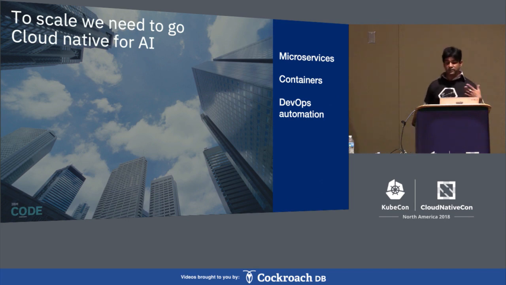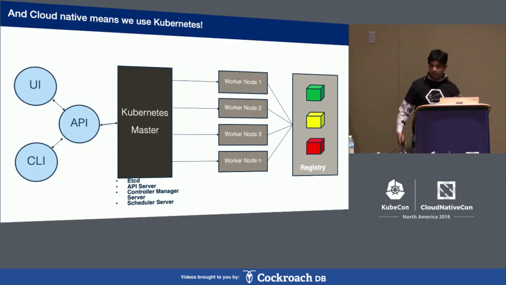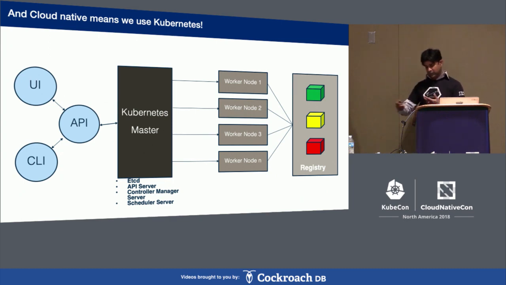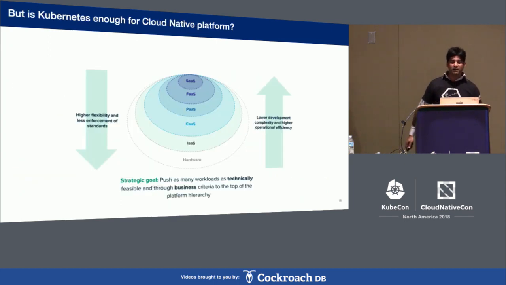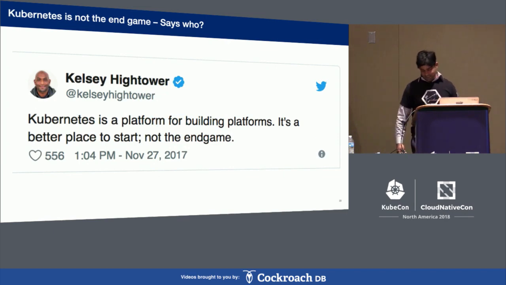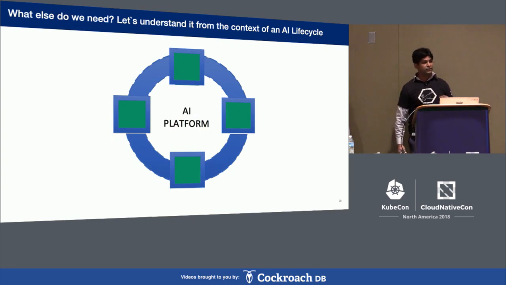That means we need the concept of microservices, containers, DevOps automation. So that means we use Kubernetes. It's very well established that if you're thinking cloud native, we are using Kubernetes. But is Kubernetes enough for a cloud native platform? If we look at the layers, there are multiple layers. As Kelsey Hightower says, Kubernetes is not the end game. It's a platform to build another set of platforms. And that's where some other aspects come in. So what else do we need?